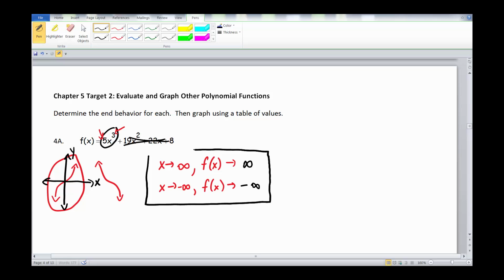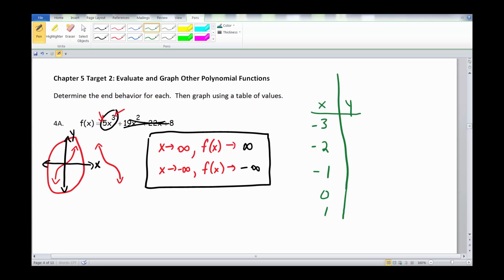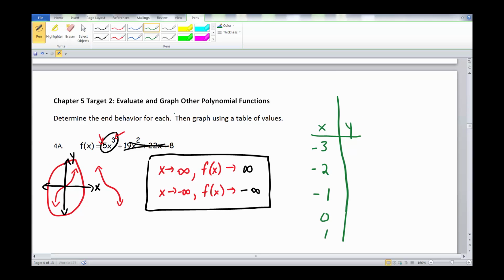So now it says to graph using a table of values. What we'll do is choose maybe -3, -2, -1, 0, 1, and we'll try those for right now. Maybe we'll get a good idea of what this thing is doing. Again, this is our x, this is our y, and for the sake of time, I'll go ahead and find out what these values are. You're just throwing them in the calculator for the entire polynomial and seeing what that comes out to be.